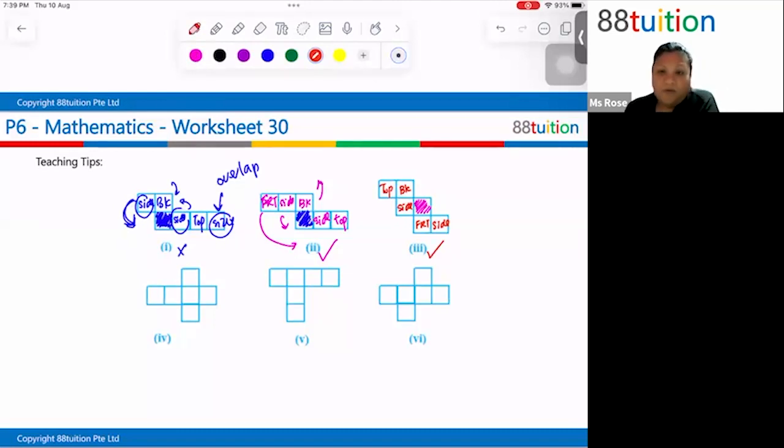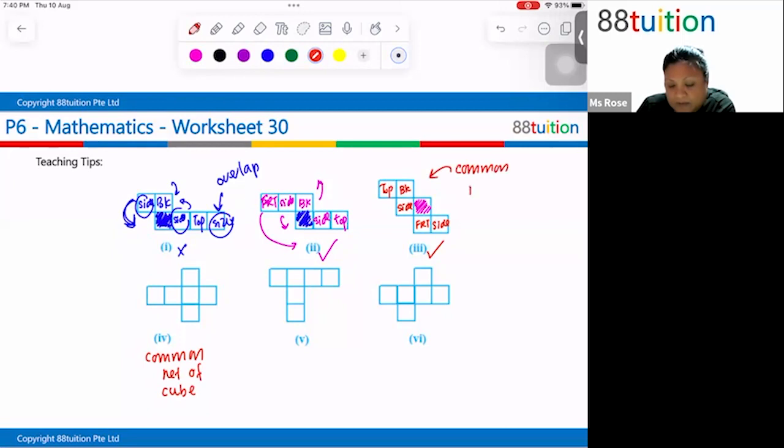What about part 4? Part 4 is actually a common net of a cube. This is also a common net of a cube. Okay, now, so this is also a common net of cube. Okay, so you have two of them. What about number 5?